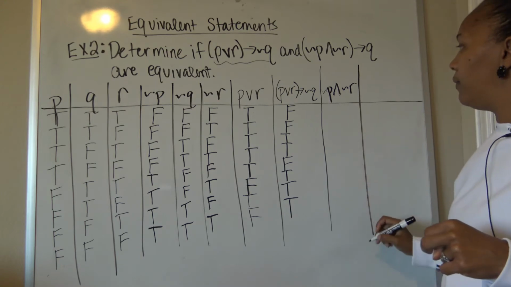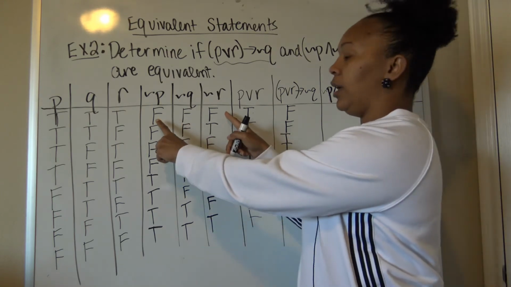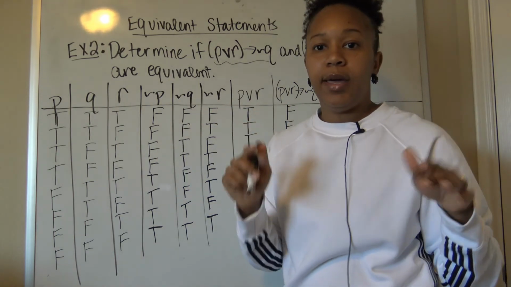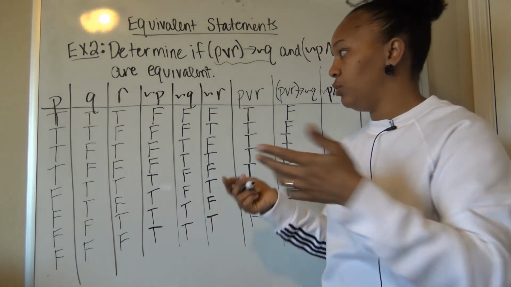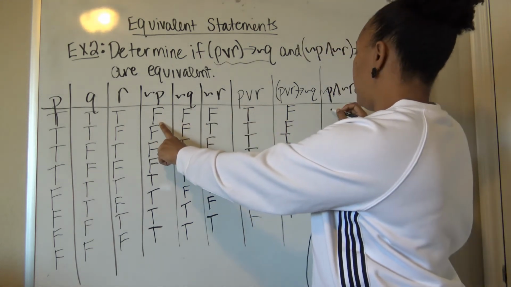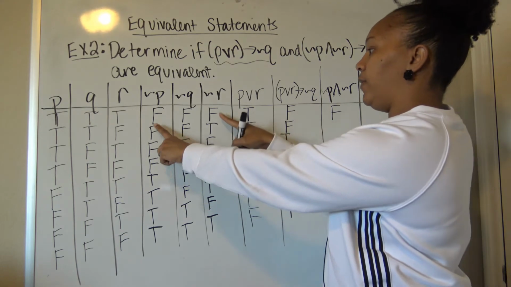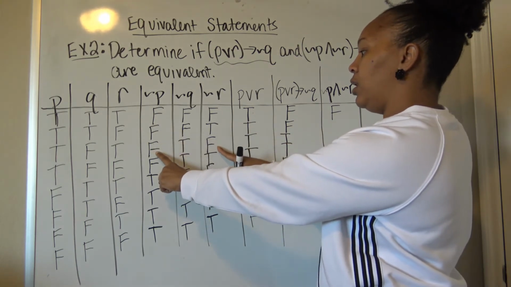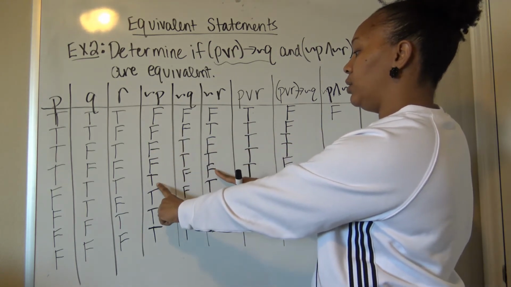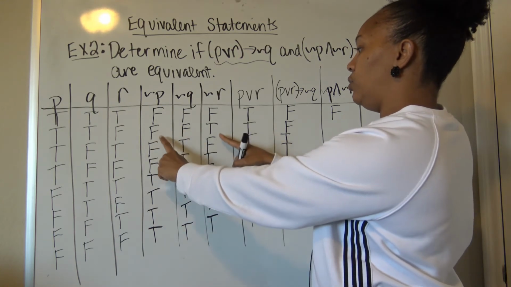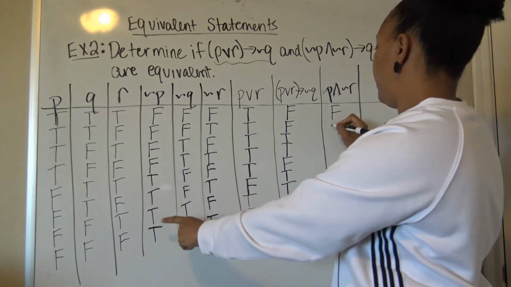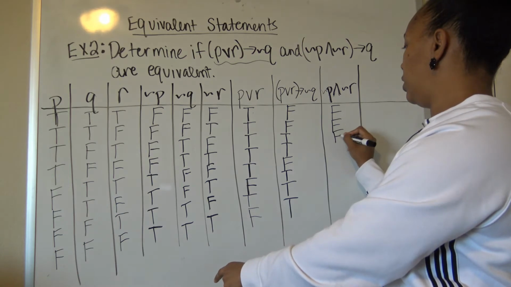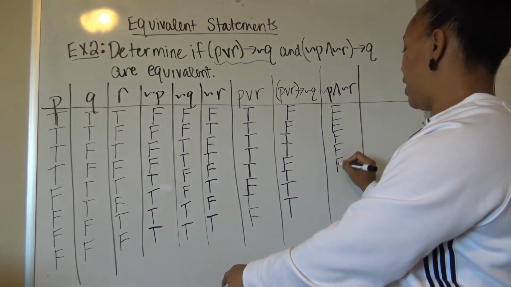I need to do that column first. So I'm looking at the not P and the not R. And remember, an and statement is true when they are both true. So not P and not R, they are not both true there. So that would be false. That would also be false. That would be false. That would be false. That will be false. So the first 1, 2, 3, 4, 5 will be false.